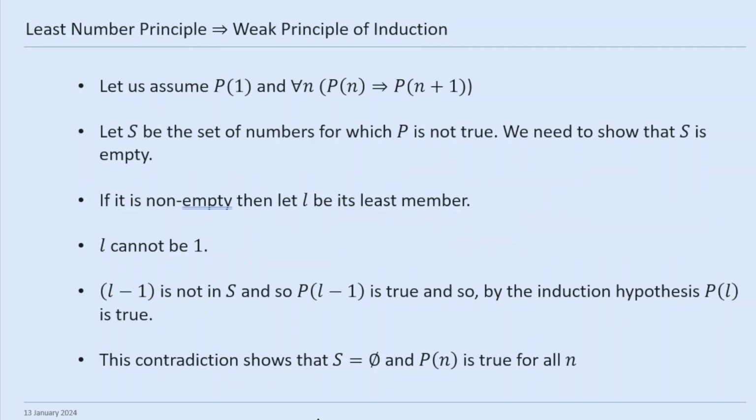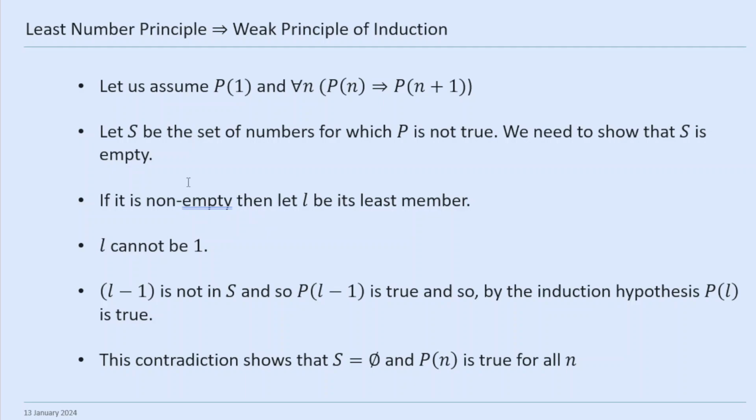Finally, we're going to use the least number principle to prove the weak principle of induction, and this is actually the one I enjoy most. I mean, they're all pretty, but this is really pretty. So let's assume that we have P(1), so we know P is true for 1, and we know for all n, P(n) implies P(n+1), and now we're going to employ the least number principle to show that P is true for all n.